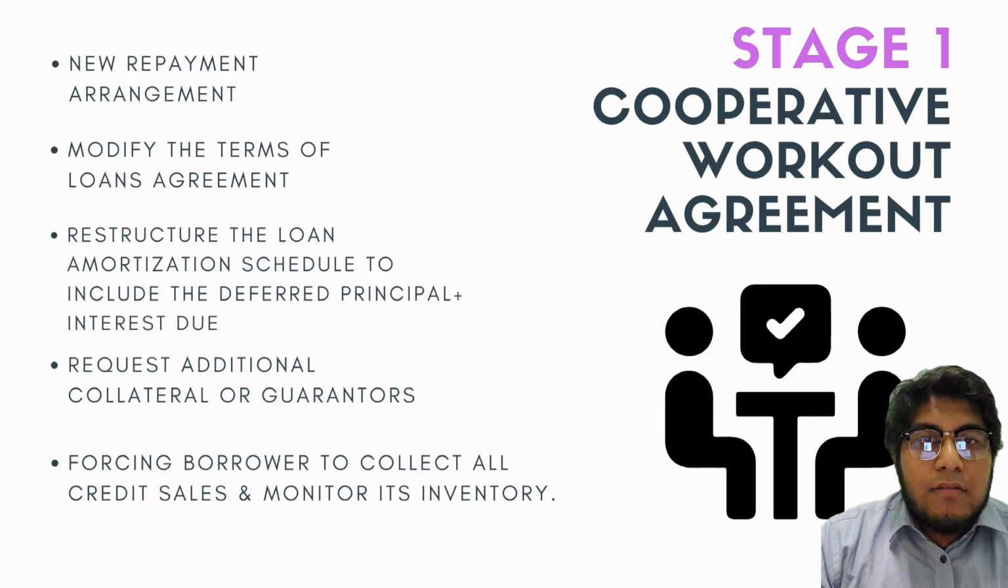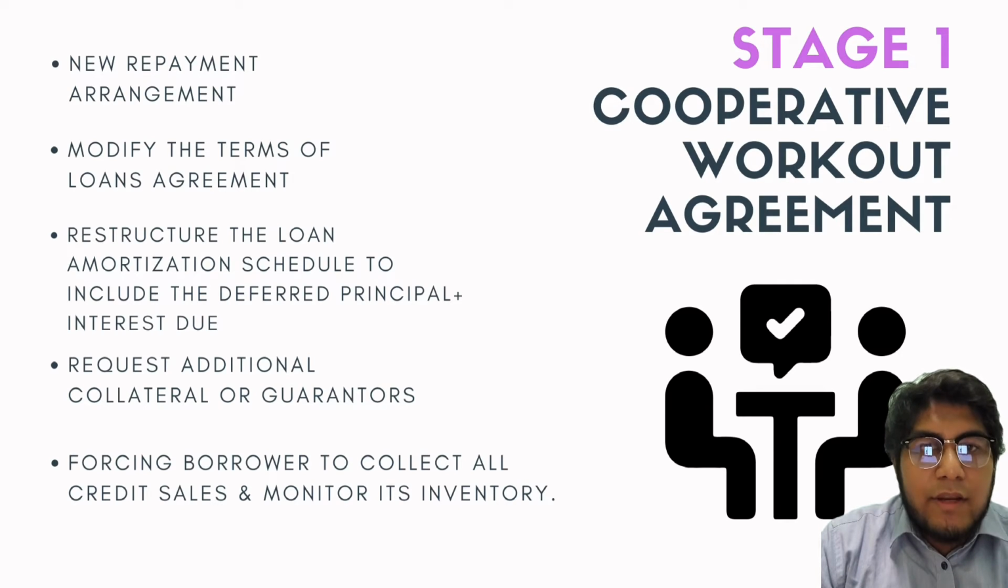Moreover, the lender can also restructure the loan amortization schedule to include the deferred principal plus interest due. In short, the lender can postpone the interest payment until a certain period of time. After that, the lender can request additional collateral or guarantors as security to get their money back. Finally, the lender can force the borrower to collect all the credit sales and monitor its inventory so the borrower can settle the debt quickly.